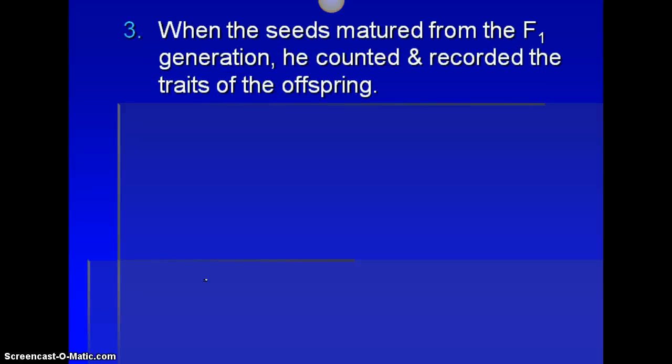Okay, step 3, when these seeds matured from the F1 generation, he counted and recorded the traits of that offspring. So basically he counted purple versus white to see what he could find. He actually found in this example that all the plants were purple. Now we're going to put that in just a few minutes somewhere else, so you don't have to write that in just yet.